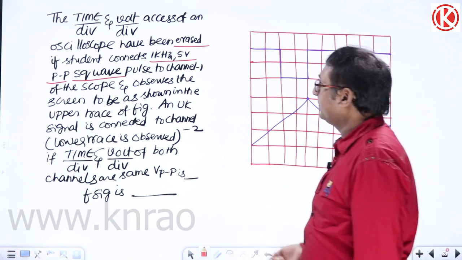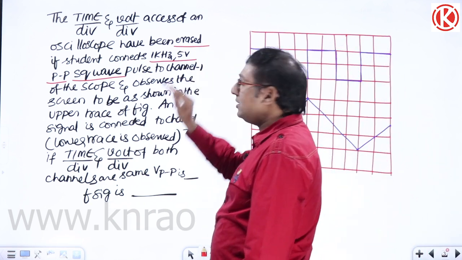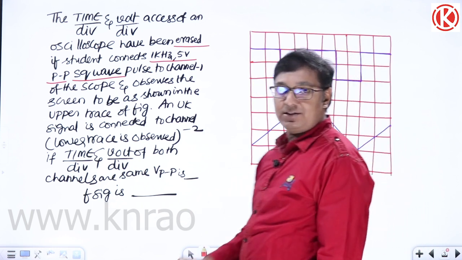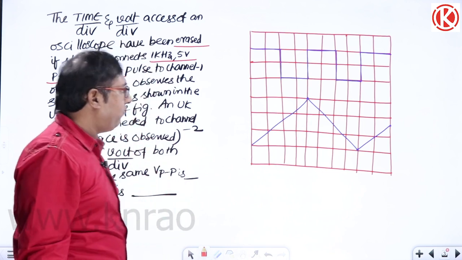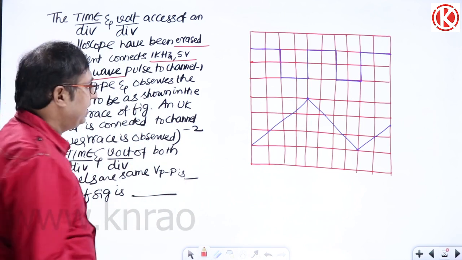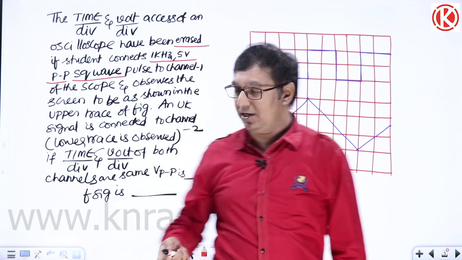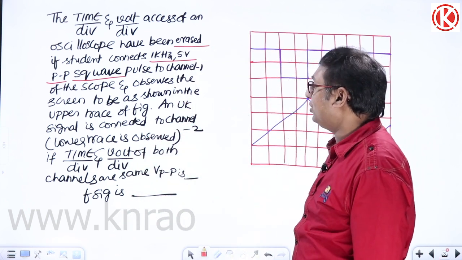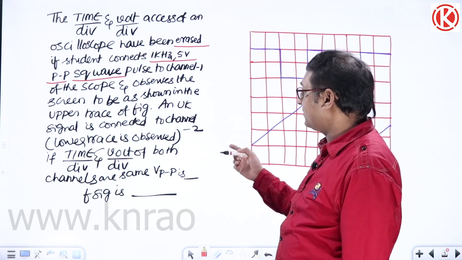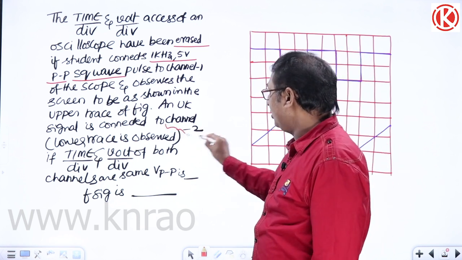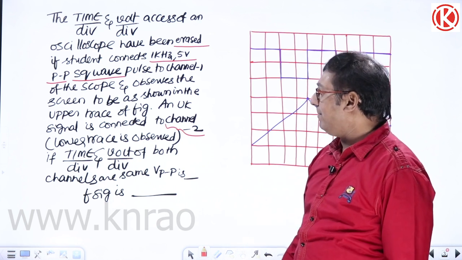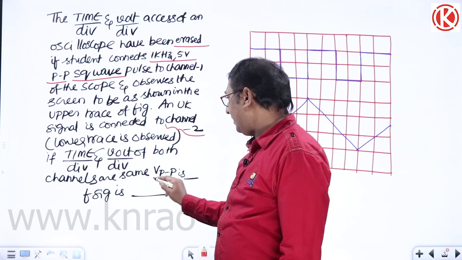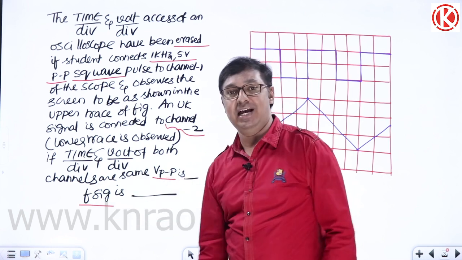As in the earlier question, when he connects a 5 volts peak to peak square wave with a frequency of 1 kilohertz, he sees this upper trace, represented in red, and the waveform which I have represented with the blue pen. Is it done? Right. Next, he is asking for what? An unknown signal is connected to channel 2, and the lower trace is observed. If the time per div and volt per div settings of both channels are the same, then V peak to peak is dash, F signal is dash.